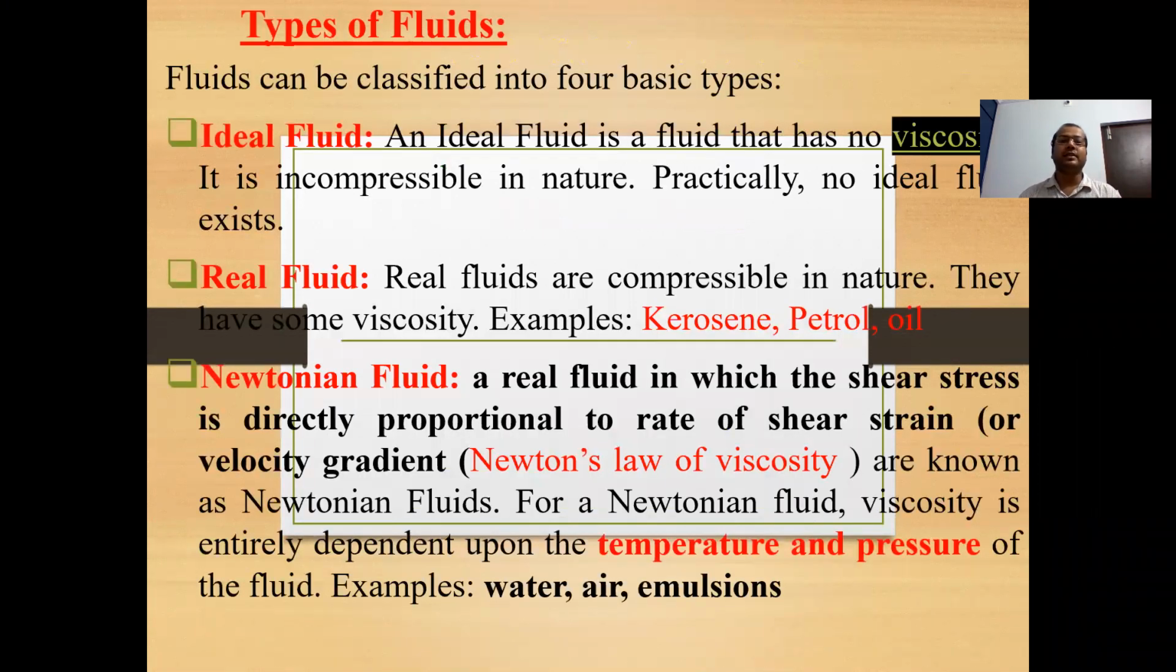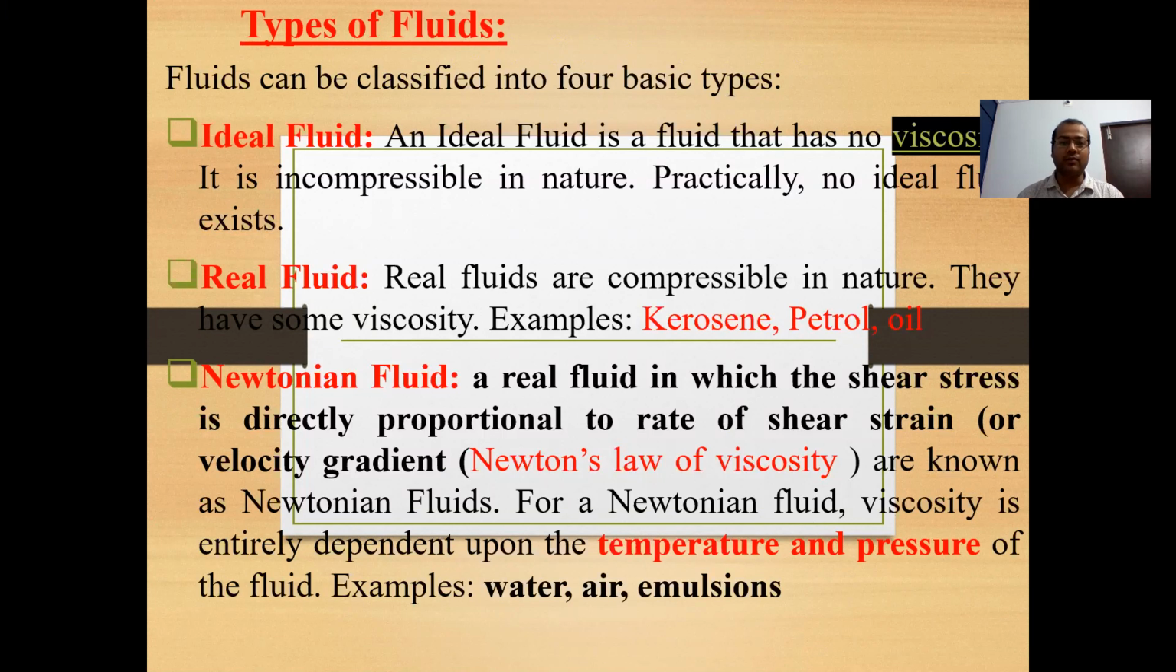Next, we will see various types of fluids. Fluids can be categorized into types like ideal fluid and real fluid. Generally all fluids are real in nature. An ideal fluid is a hypothetical fluid which has no viscosity and is incompressible in nature. Practically, no ideal fluid exists. Real fluids are compressible in nature and they have some viscosity. Examples are kerosene, petrol, oil, etc.